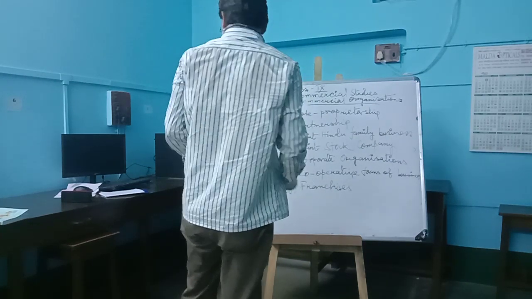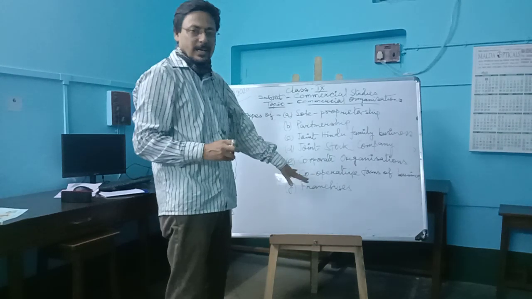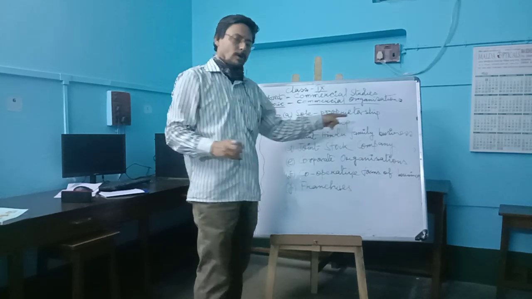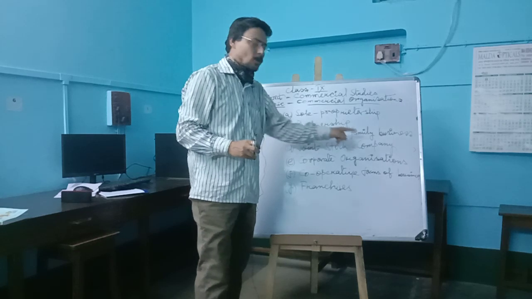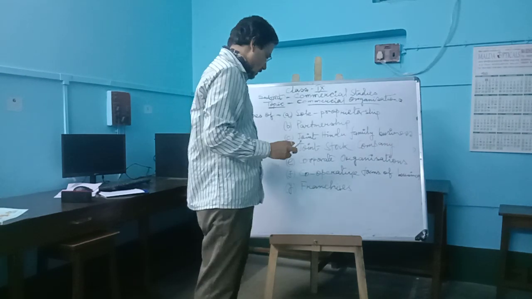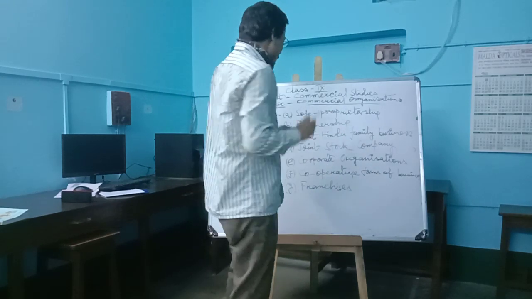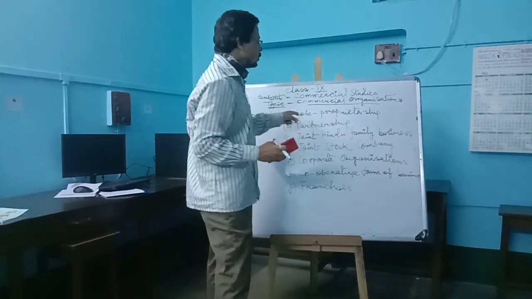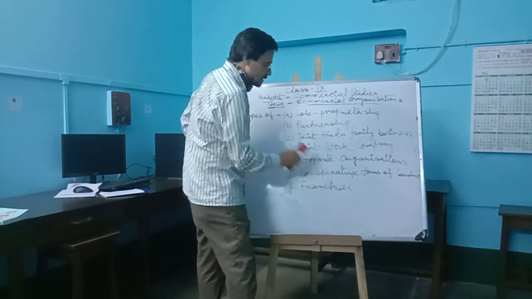So those are the different types of commercial organizations functioning in our country. What are they? Sole proprietorship form of business, partnership form of business, joint Hindu family business, joint stock company form of business, corporate organizations, cooperative forms of business, and franchises. Out of them, today I will go through sole proprietorship business. Clear? Erasing the others.